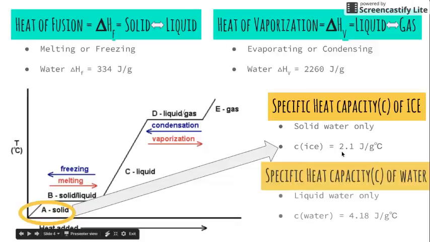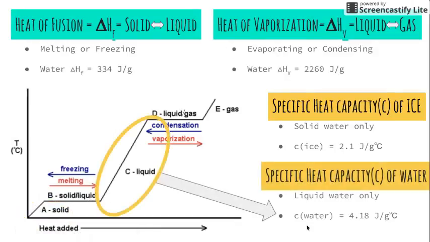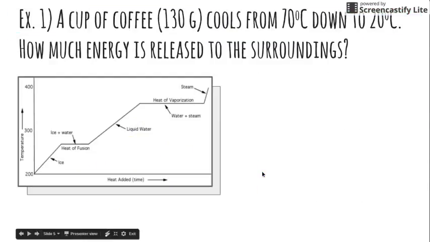It just so happens that the specific heat capacity of liquid water is about double that. And so liquid water is 4.18 joules of energy for every gram of liquid water just to change it 1 degree Celsius. Now, we're going to use those numbers in a couple of examples.